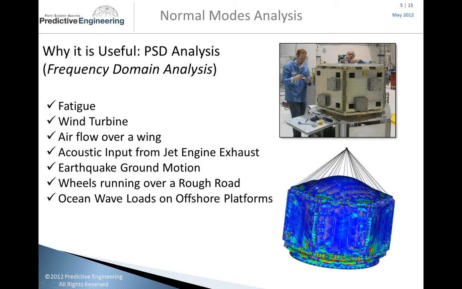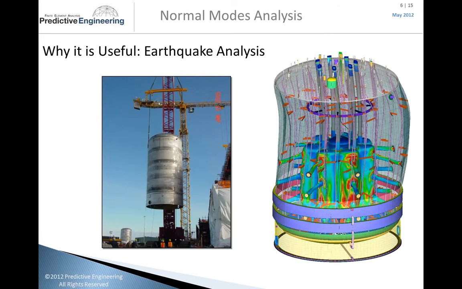Then once you have a good normal mode analysis completed, then you can start leveraging it. One example is doing a power spectral density analysis, and that's common in aerospace. It's all over the place. Rocket launches where you have this white noise spectrum. You have all the frequencies combined, and they're all going all over the place. And it's used a lot for fatigue analysis, wind turbines, airflow over a wing, acoustic input from jet engine exhaust, earthquake motion, transportation, wheels over rough road, ocean wave. And earthquake analysis for vessels, really common. This is called a response spectrum analysis. And it's all based on normal modes. Once you have the normal modes done, it's just linear algebra.